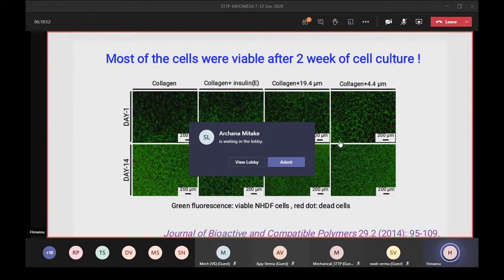So how do you see the cells? The cells are bright. The green fluorescence is nothing but the cells, with no red fluorescence. That means no dead cells are observed, or a very small amount of dead cells that could not be seen. So this is 2 weeks of cell culture.